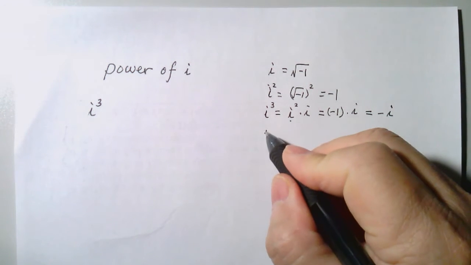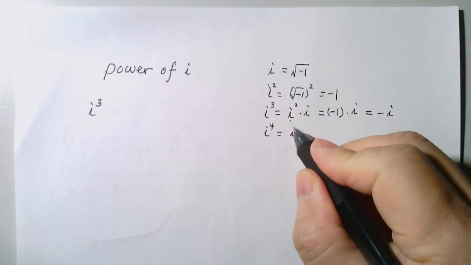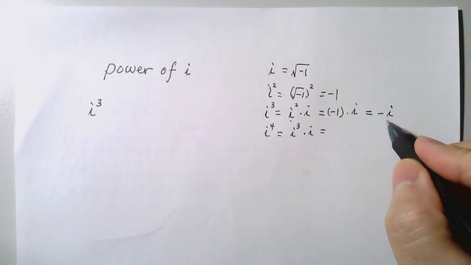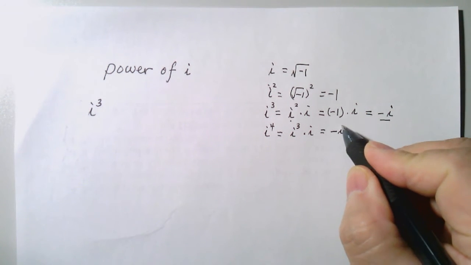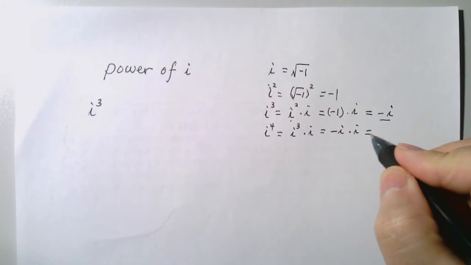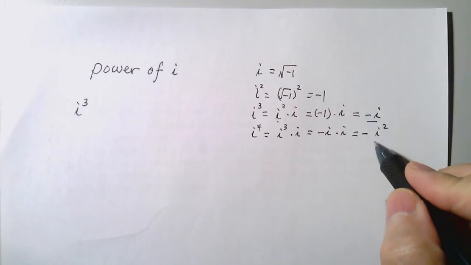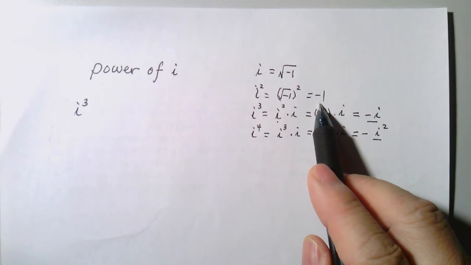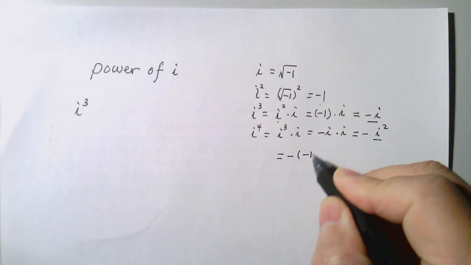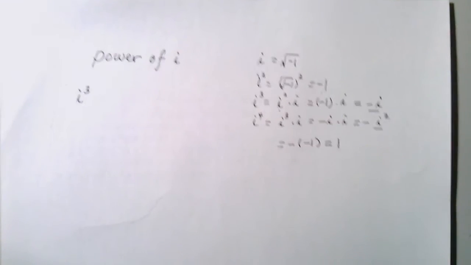Now, how about i to the fourth? i to the fourth equals i to the third times i. Because i to the third is -i, I put a -i there, times i. So it turns out I have -i squared. Because i squared equals -1, that gives us -(-1), so that is 1. Okay, so here you can see that's back to 1.